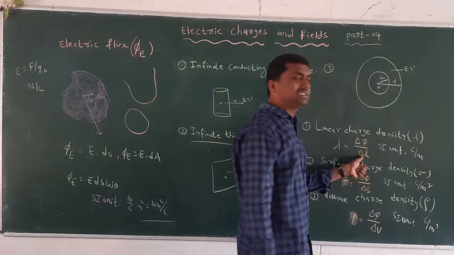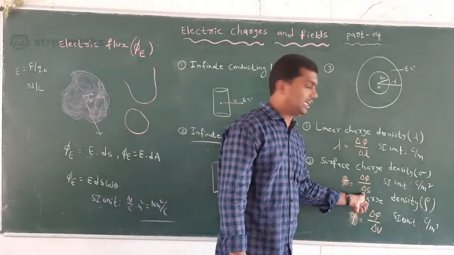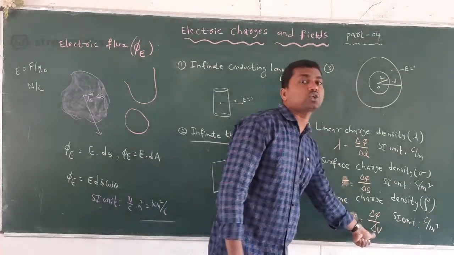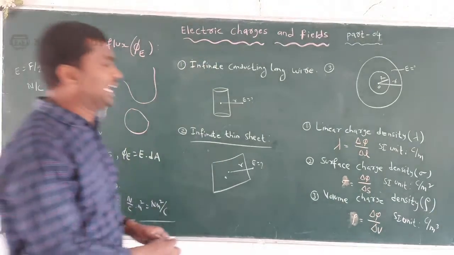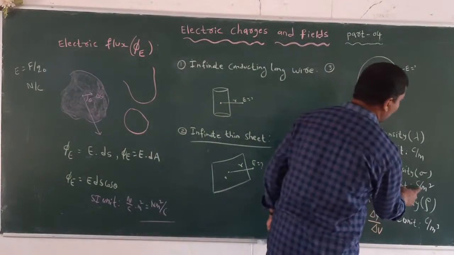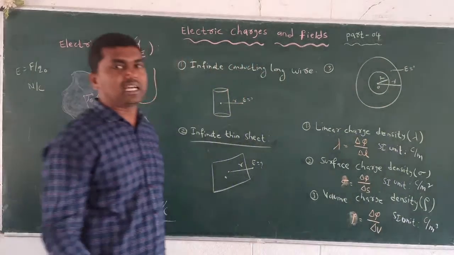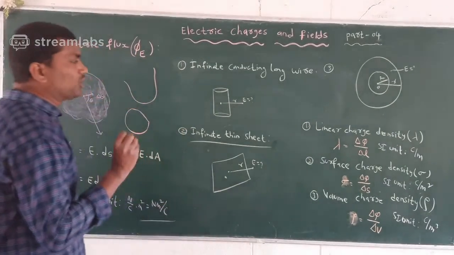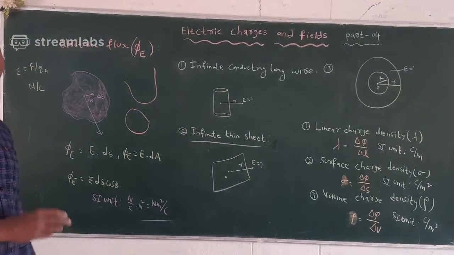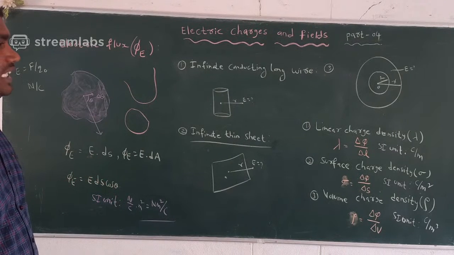So length measured in meters, area meter square, meter into meter, volume meter cube, meter into meter into meter. So coulomb per meter, the second one coulomb per meter square, and the third one coulomb per meter cube. These are the SI units of lambda, sigma and rho. రేఖీయ ఆవేశ సాంద్రత, ఉపరితల ఆవేశ సాంద్రత, ఘన పరిమాణ ఆవేశ సాంద్రత.